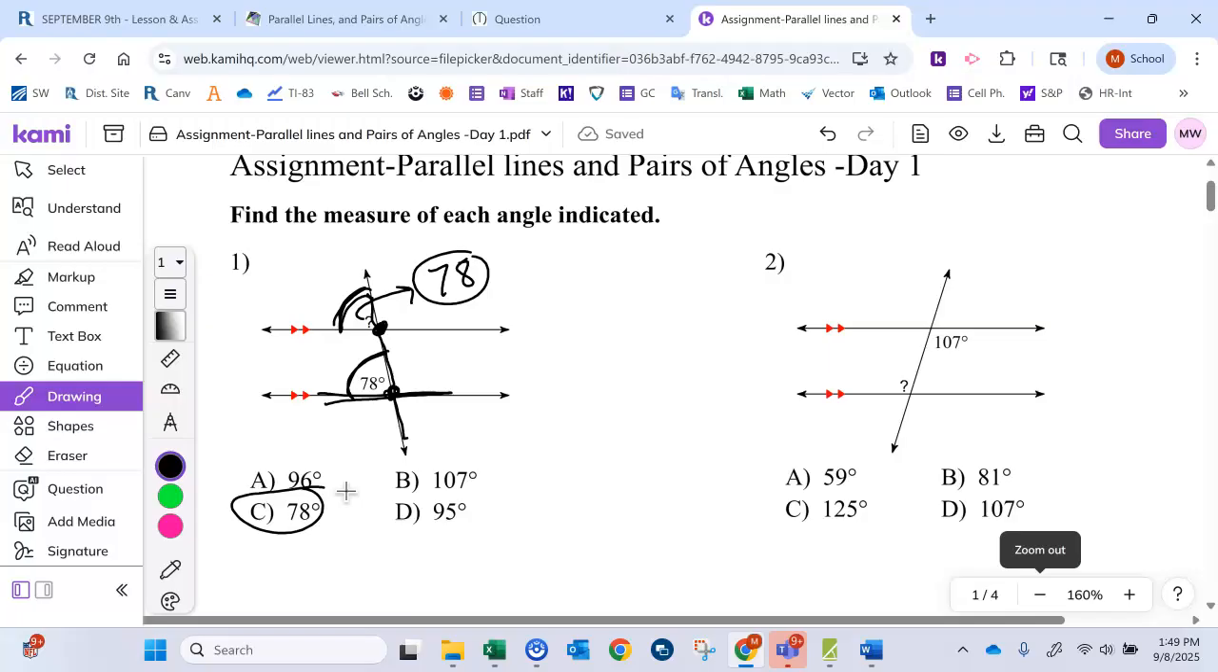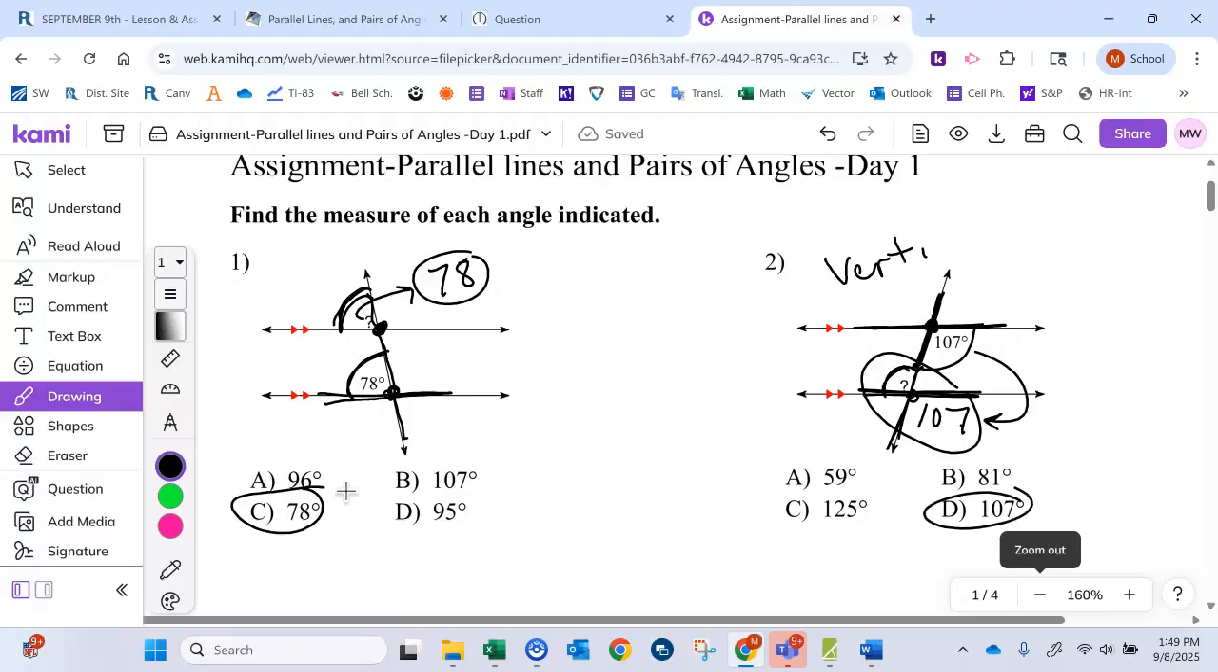What about this one? Well, we need to get them around the same point. Okay? So this 107 is right here. It is the bottom of this line, so it's going to be the bottom of that. And it's to the left of this line. So 107 goes here. But this one over here is on the other side. So what are those? Those are vertical angles, right? So they're going to be equal. Okay? So 107. Okay? So that's questions 1 and 2.